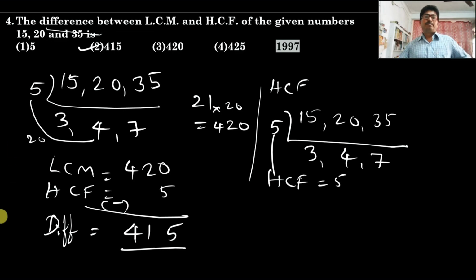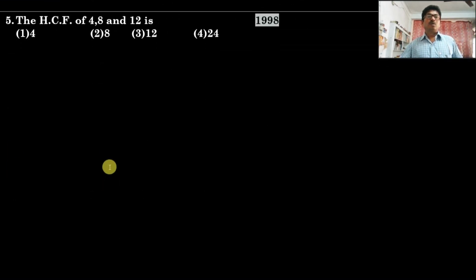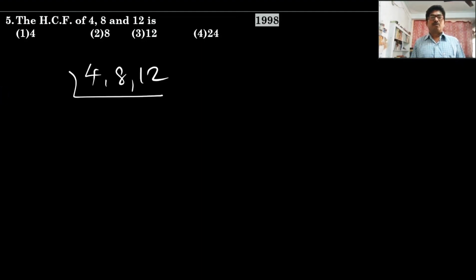Next question. Fifth: the HCF of 4, 8 and 12. Children, we know how to find HCF. HCF is very easy to find. 4, 8, 12. 2 table. 2 is exactly divisible by all the numbers. 2 2s are 4, 2 4s are 8, 2 6s are 12. Again 2 table: 2 1s, 2 2s, 2 3s.